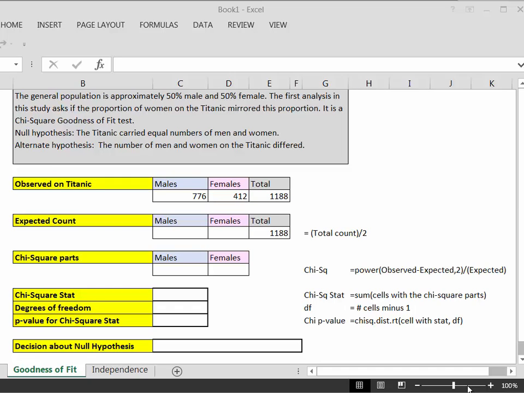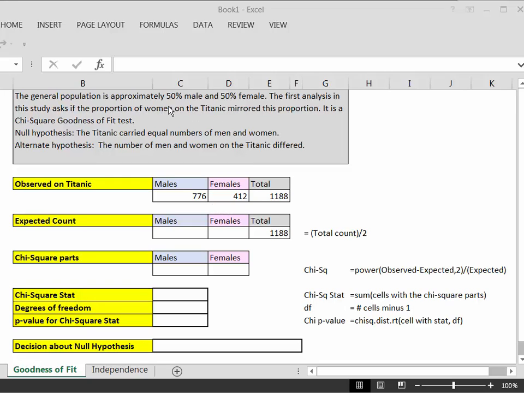So the first set of data that's sitting here on the window is showing us the number of male passengers, adult male passengers, and the number of adult female passengers to add up to a total of 1188 adult passengers. I've removed the children from the data set because their gender was not available, and I wanted to be able to count people as either male or female. So this is the observed number on the actual Titanic as it set sail.